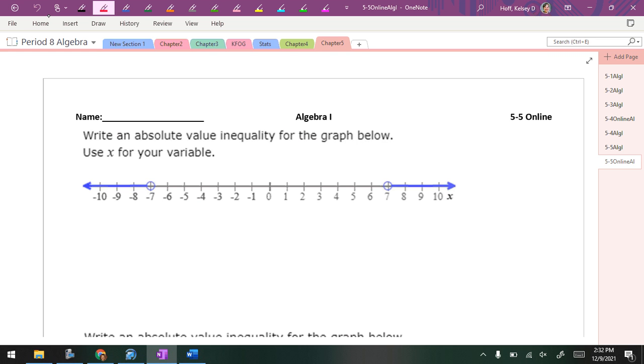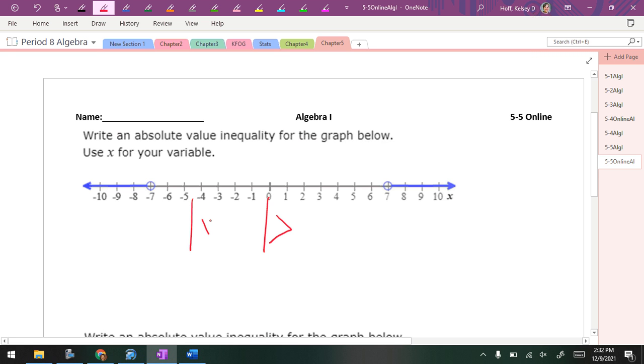Before that, the wings, yes? Wings and open circles. So if it's a wing, it's an or. So in absolute value terms, is that less than or greater than? That is greater than. Should it be equal to? No, because they're open. Okay, so I know this is absolute value here.